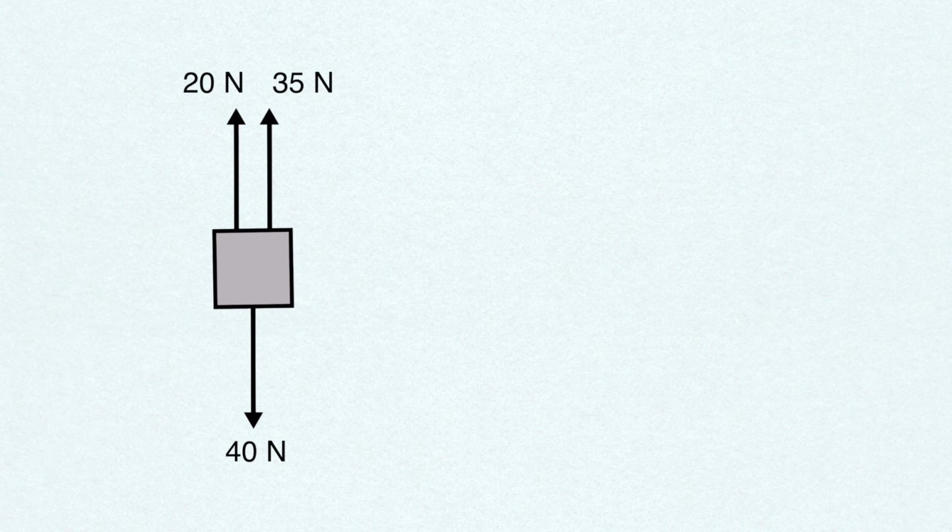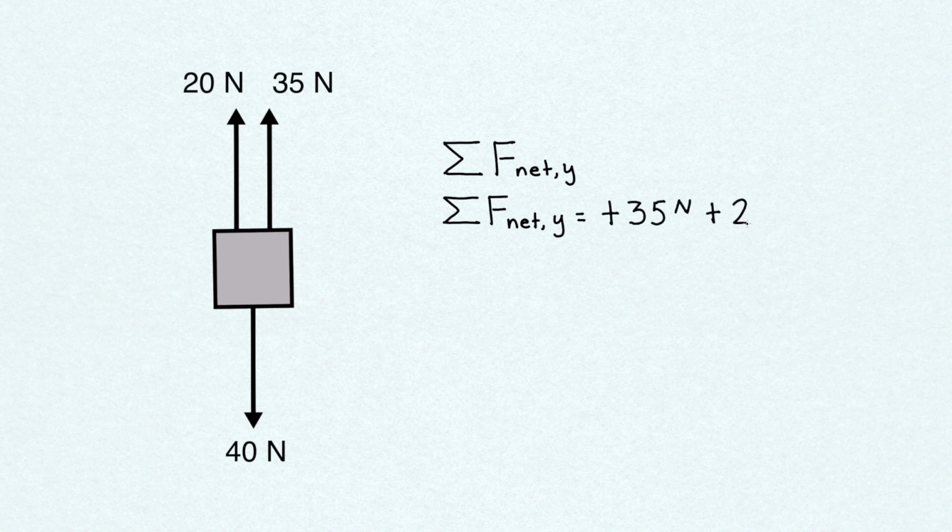So here we have forces going up and down. So again, we take the summation of the forces, but this time we'll say summation of the net force in the y direction, which is positive 35 newtons plus 20 newtons, minus, because it's going oppositely, minus 40 newtons. And then the resultant force, or the net force, equals 15 newtons in the upward direction.